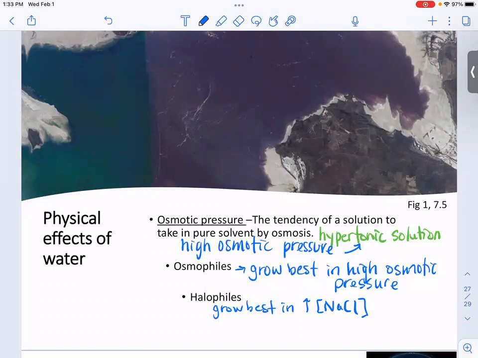There could be organisms that grow best in, say, a high concentration of sugar or some other solute other than salt. So this picture, it's not obvious what this picture is. This is from your textbook. And this is an aerial, probably a satellite photo of the Great Salt Lake. Ocean water has a salt concentration of about 3%. And the Great Salt Lake is anywhere from between 5% salinity to 27%. The Dead Sea over in the Middle East is about 10 times saltier than oceans, about 30% salinity.